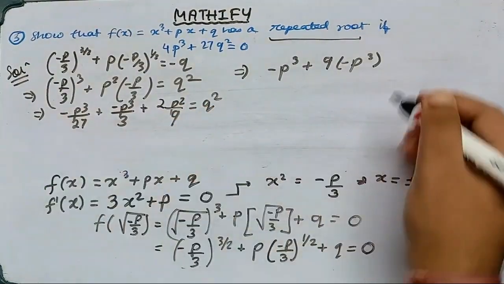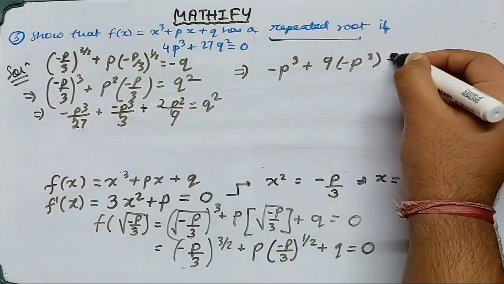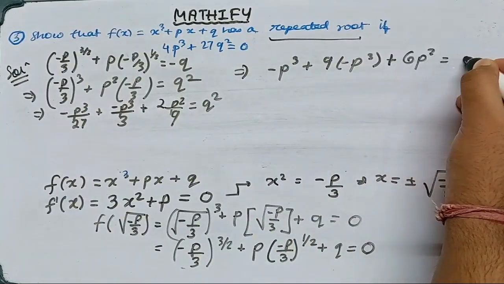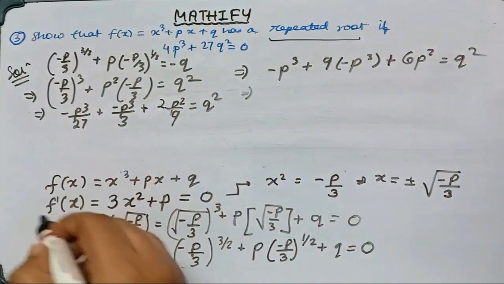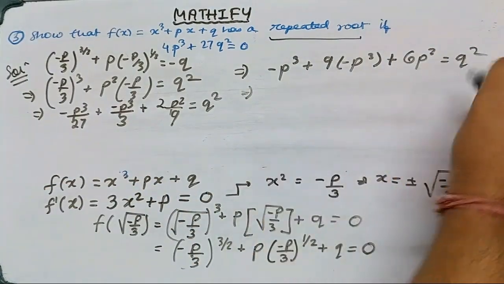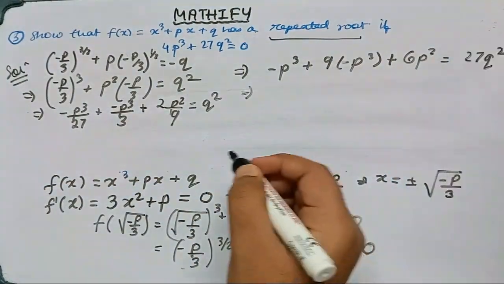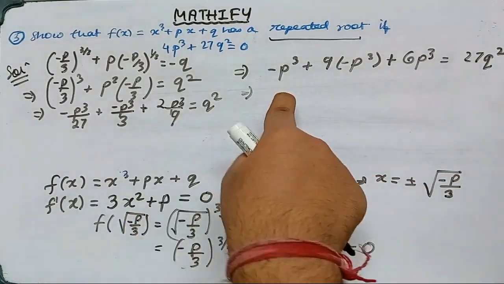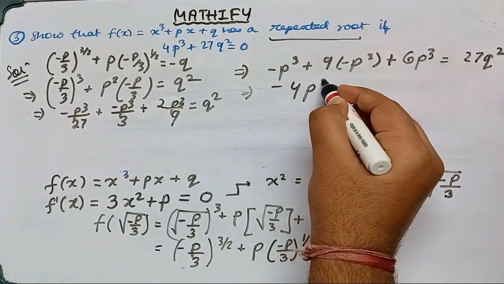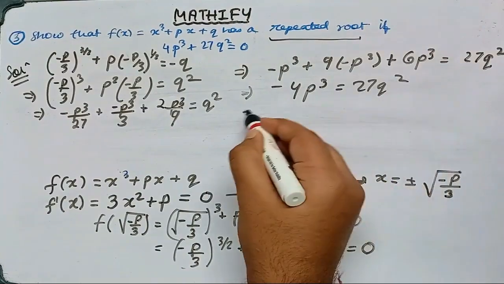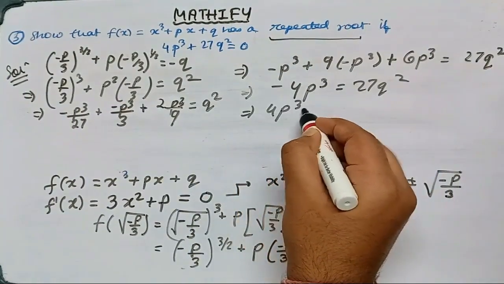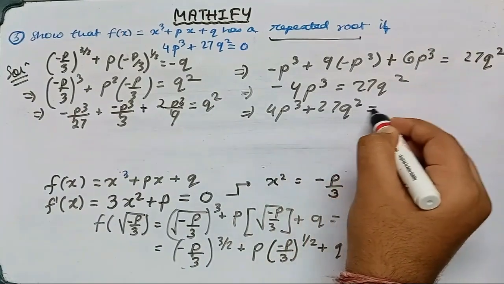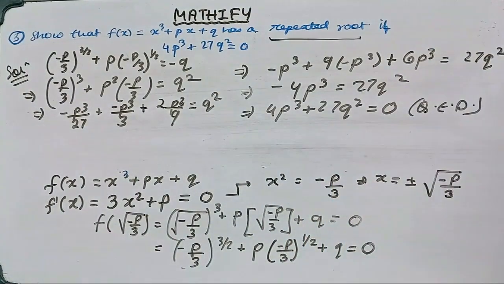Okay, so now I have to multiply this thing by 27, which is equal to 6p square, and that is equal to q square. Okay, so it is minus 8 and 27 q square, of course. So then I can simply collect the p cube term. So now what I can do is minus 4p cube is equal to 27 q square, and 4p cube plus 27 q square is equal to 0. So we have what we ought to.